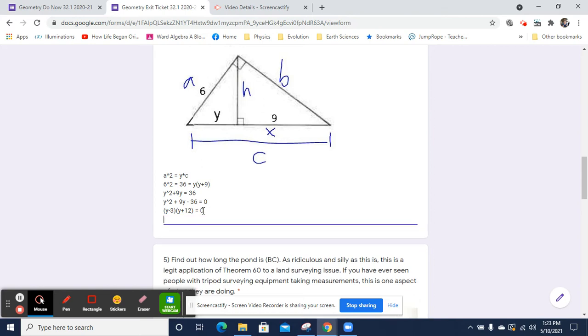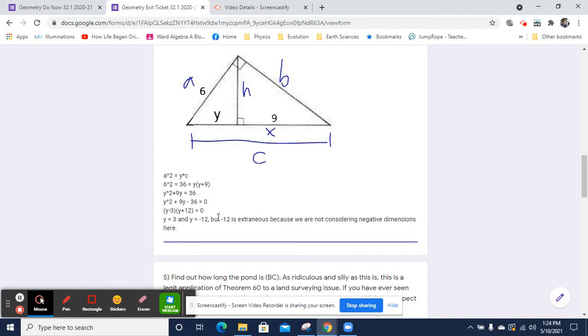So y can equal 3, and y can equal negative 12, because 3 minus 3 is 0, which makes the whole thing 0, and negative 12 plus 12 is 0, which would also make the whole thing 0. But negative 12 is extraneous, because we're not considering negative dimensions. So that means y is simply 3. So y equals 3 units, and we're done with that one.